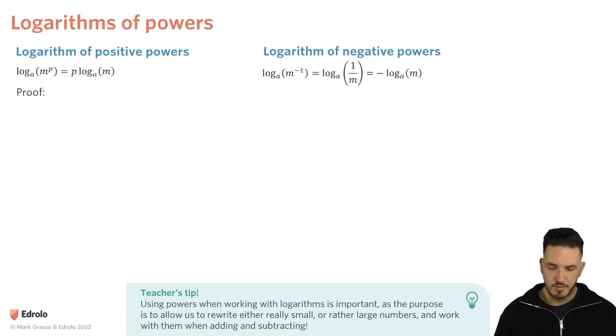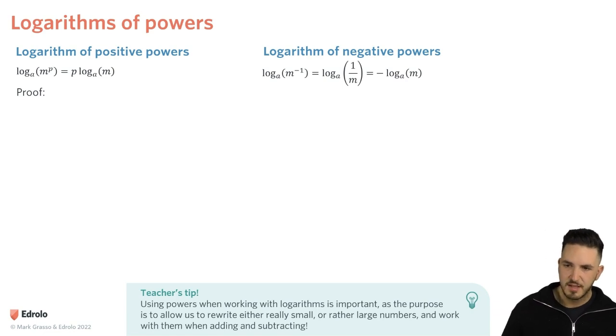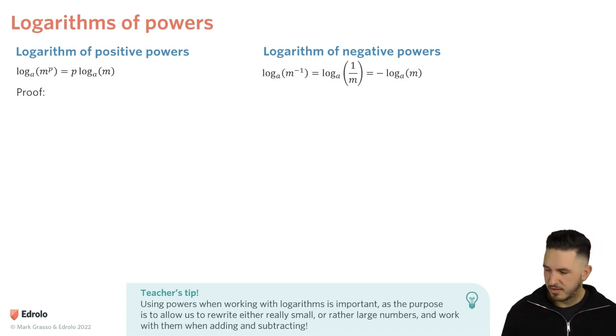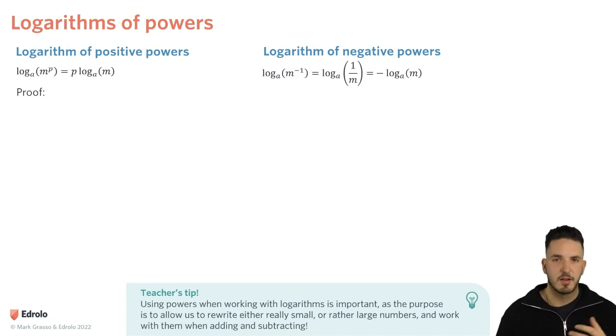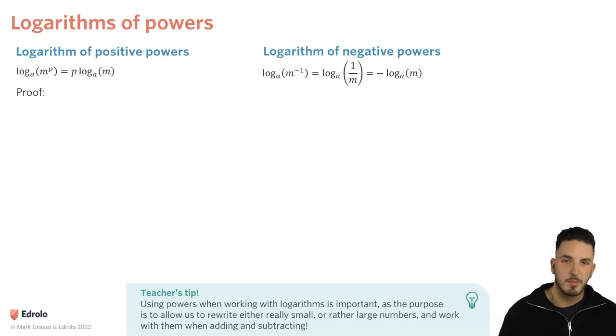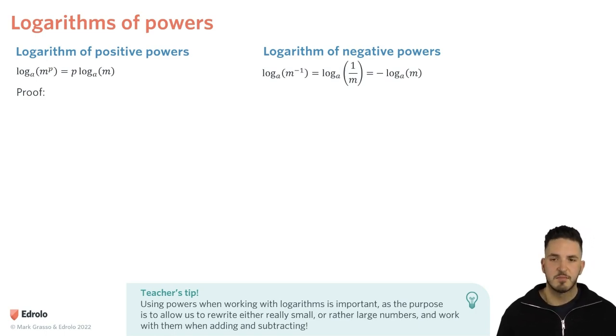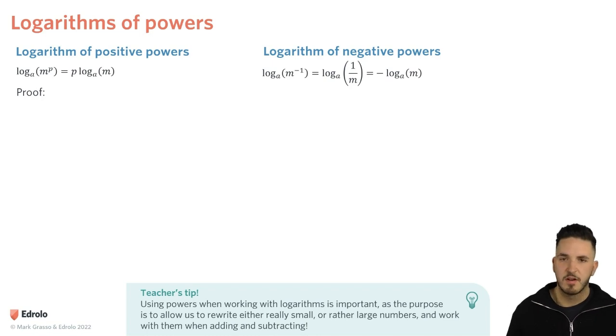Logarithms of powers. So we're going to be looking at logarithms of positive and negative powers. When we have a positive power, so log a of m to the power of p, this simply equals p log a of m. I call it the plug law, another way of remembering to bring that p to the front, if you like. And now we're going to be looking at a proof of this rule or this property.